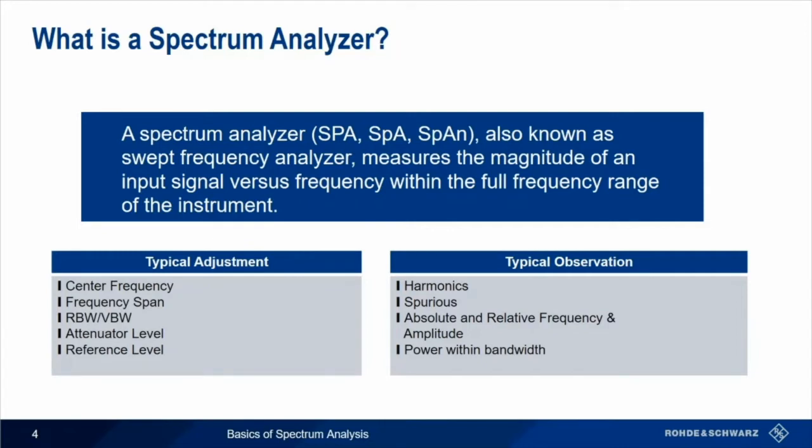And what do you typically use a spectrum analyzer for? Well, you're typically going to look at things like harmonics and spurious. You might look at absolute or relative frequency and amplitude. You might look at power within a specific bandwidth. There are a number of different measurements that you can make, and we'll talk through some of those. Some things you can do manually, and some things it's better to do with the automatic measurements inside of the spectrum analyzer itself.